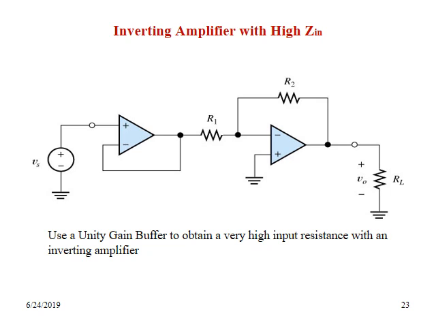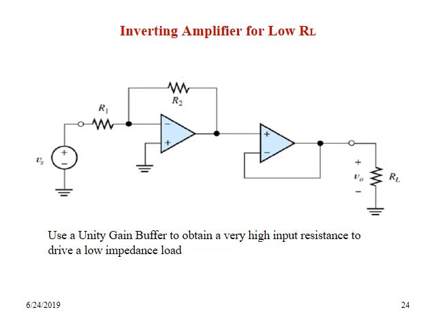Now, for high input impedance, this inverting amplifier with high Zin can be achieved as shown in the figure. For low output impedance, the same inverting amplifier can be connected in this particular manner. So the previous slide and this slide are just reversed; the order of the buffer amplifier is just reversed.